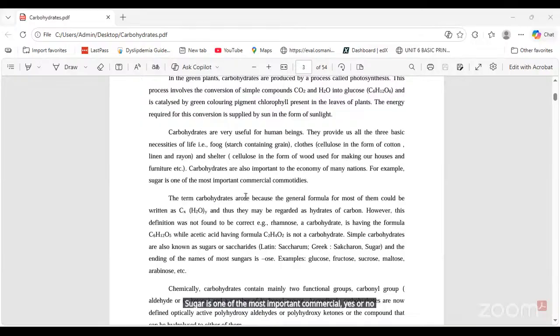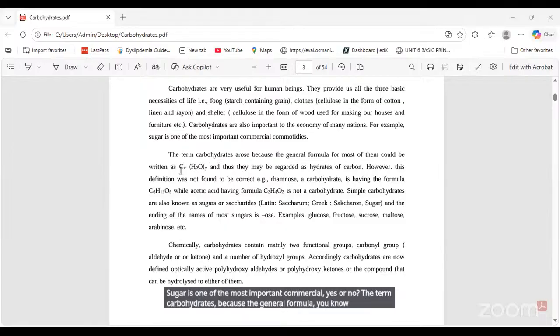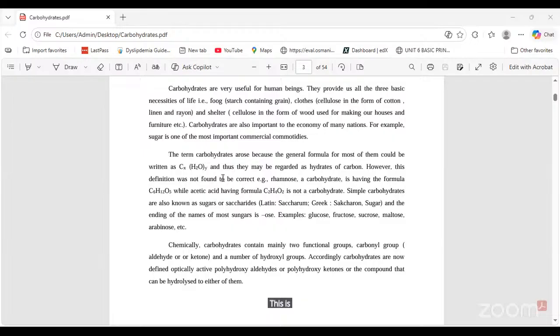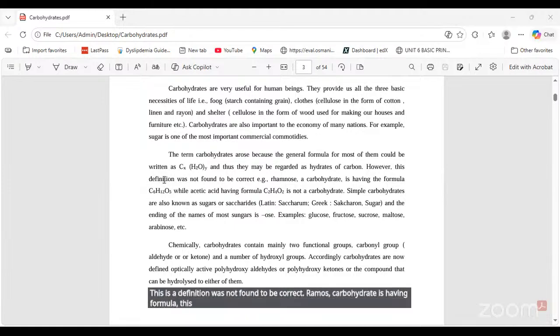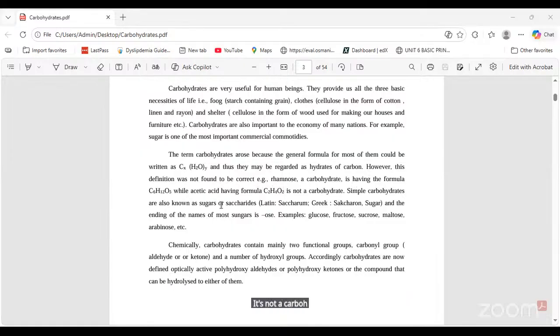Yes or no? The term carbohydrate came because of the general formula C6H12O6, that is Cx(H2O)y also. This is the general formula, but this definition was not found to be correct. Rhamnose, a carbohydrate, has the formula C6H12O5. Acetic acid has the formula C2H4O2, like this, and is not a carbohydrate.